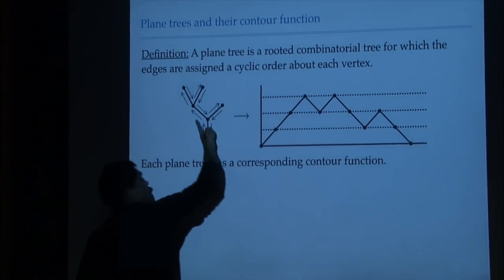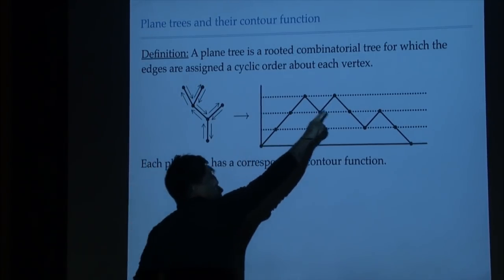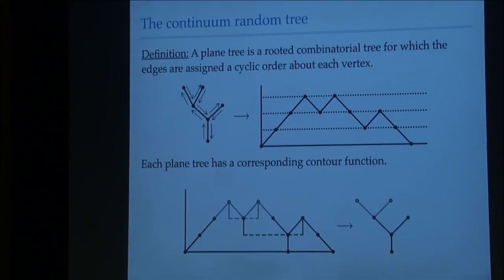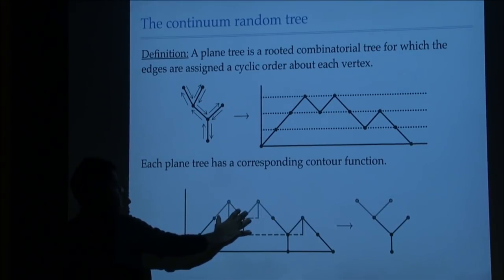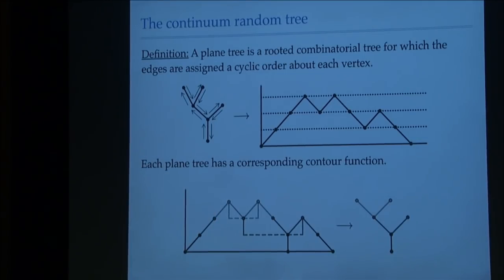So you come back down. So you sort of have an exploration process. And when you do this exploration process, you see that what you get is an excursion. So an excursion is a function that stays above. And you can go back. Okay, so somehow, if I give you an excursion, then you can actually reconstruct the tree. Okay, so this is a combinatorics fact.